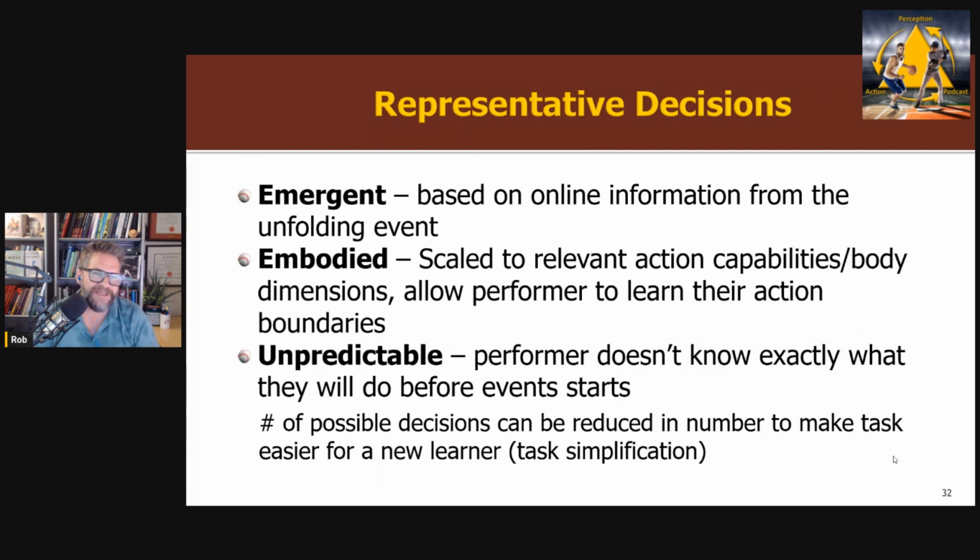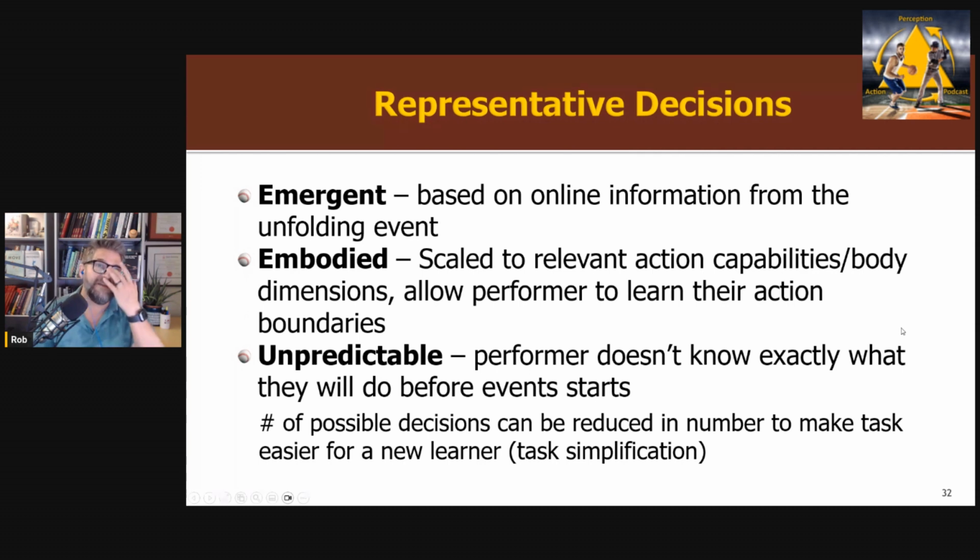Decisions. What do we need? We need decisions to be emergent. What I mean by that is they're based on the information you're picking up from the unfolding event. Which base should I throw the ball to? You don't know that before the play starts. You know based on where the ball's hit, where your position is, where the runner or runners are. So it emerges from the situation. It's key that practice has that element too. It needs to be embodied.